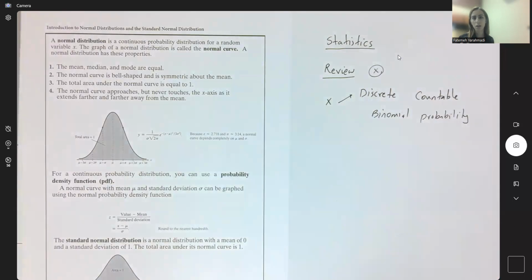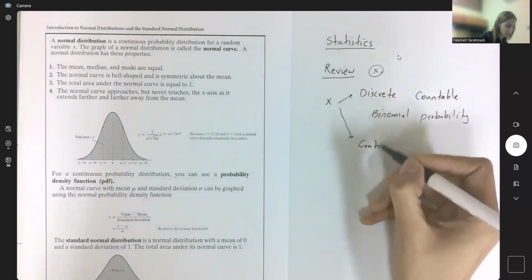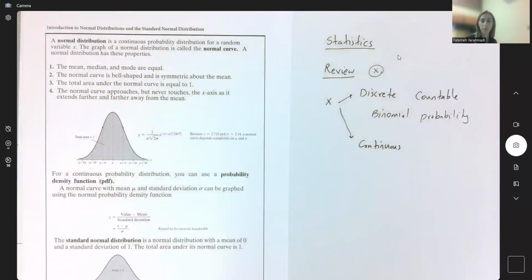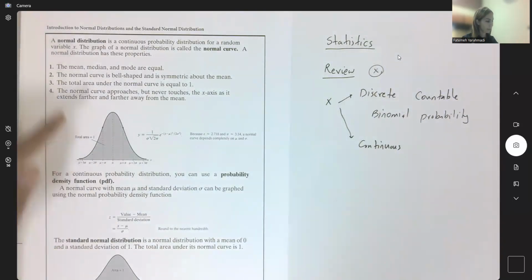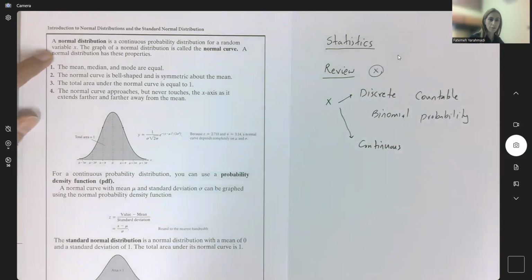Then we said that, okay, not all random variables are countable. Like what? Like the volume, the area, the length of time. Those are examples of continuous random variable. So when you have a continuous random variable, one important distribution is a normal distribution that we're going to discuss today. So a normal distribution is a continuous probability distribution for a random variable like X.